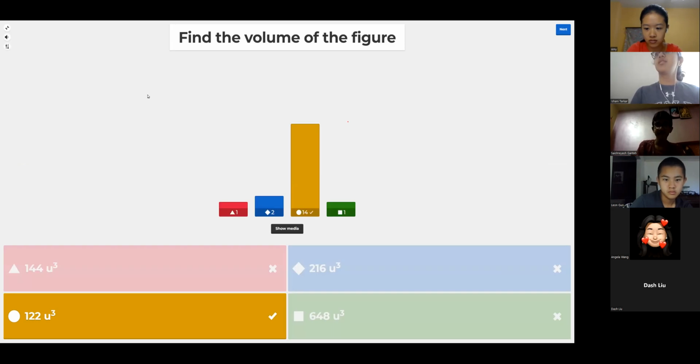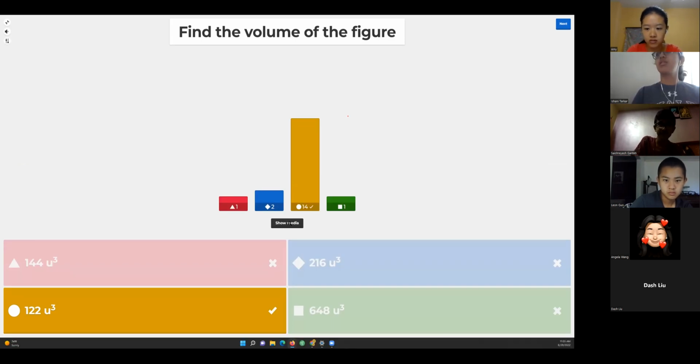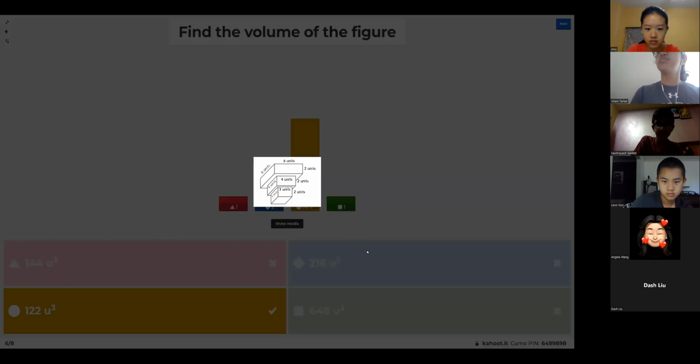Okay, so the answer is 122. They all have the same heights, right? And in order to find the volume of rectangular prisms, you do base times height, the area of the base times the height. So we can add up the bases and multiply by 2, which is the height of each. So 6 times 6 is 36, plus 4 times 4, which is 52, plus 9, which is 3 times 3. 52 plus 9 is 61. 61 times 2 is 122 units.